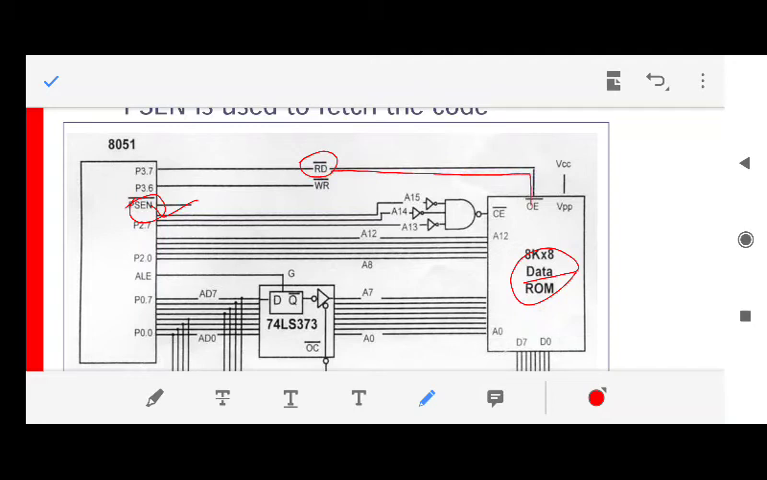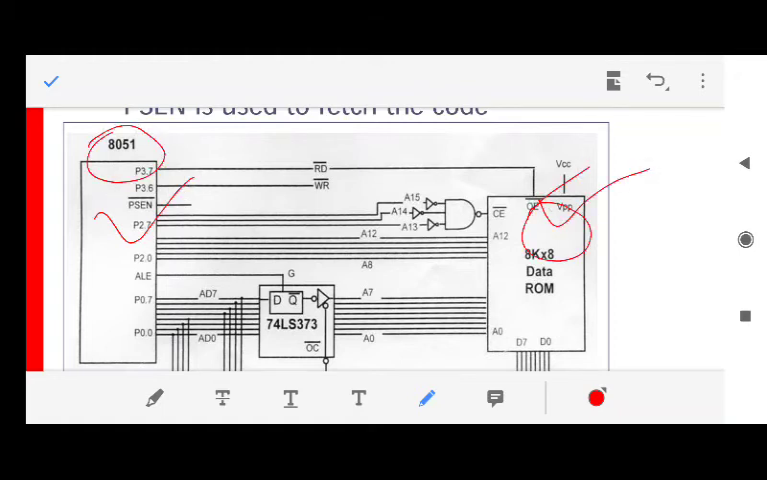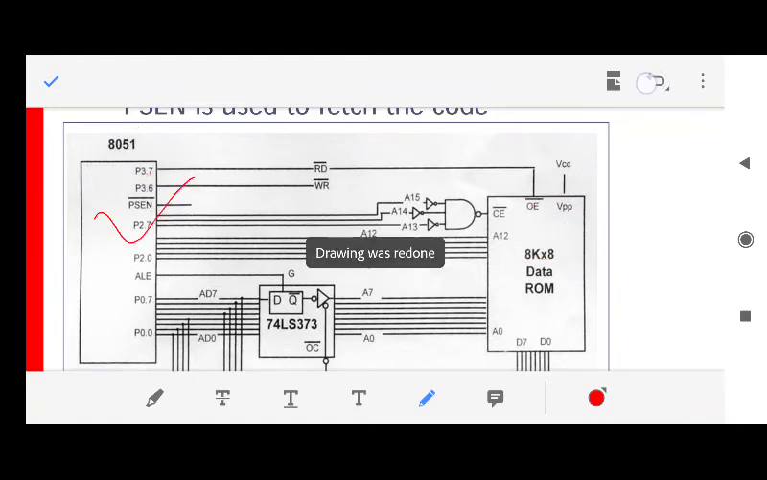If it was a code type memory, the output enable signal should have been connected to the program store enable. Fine. You have to remember all these things, and your question is complete. This much would be asked in your final exams. So you have to draw a neat and clean diagram which will connect the 8051 with the external memory. So let us take some more examples that would be more clear to you.